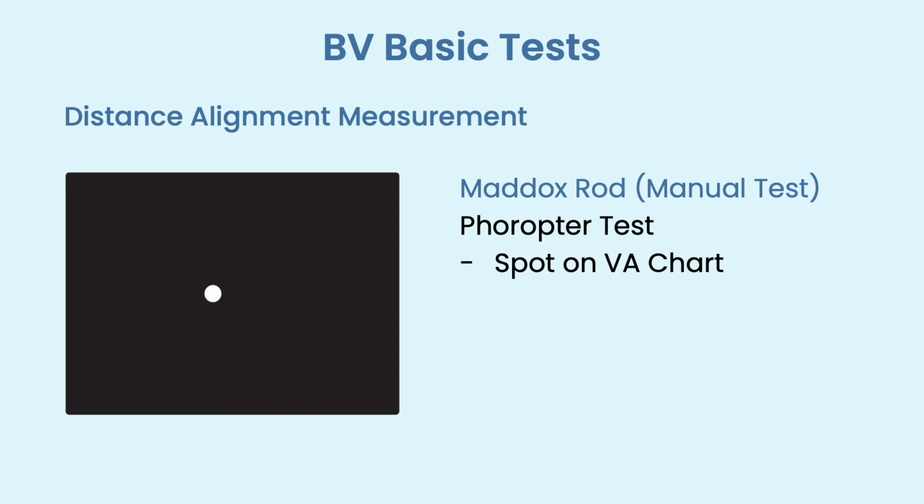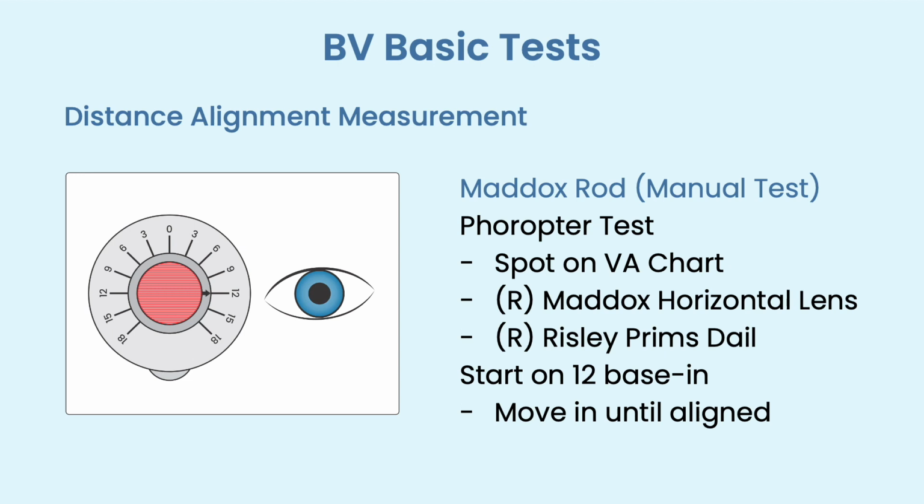The distance phoria can be measured in the phoropter doing the Maddox rod test by selecting the spot on the VA chart and putting both the Maddox horizontal red lens, which will give you a vertical line, as well as the Prism dial in front of the right eye.